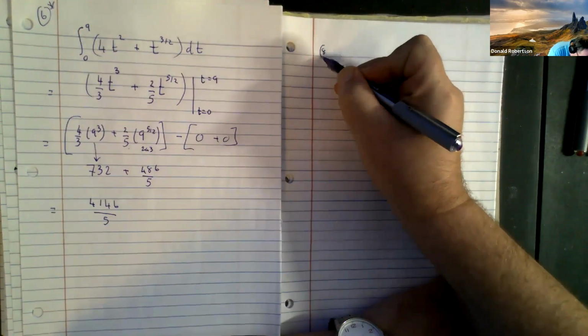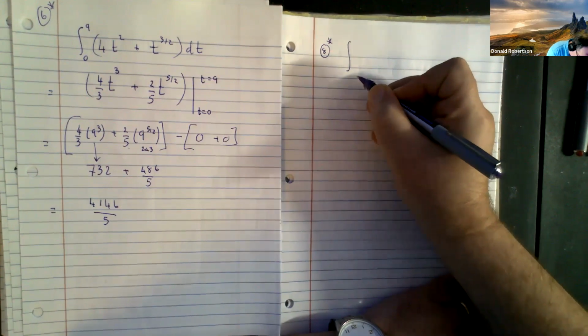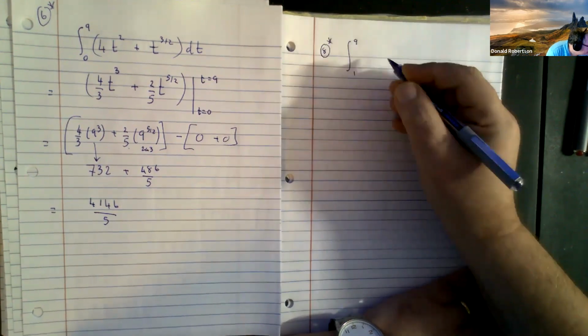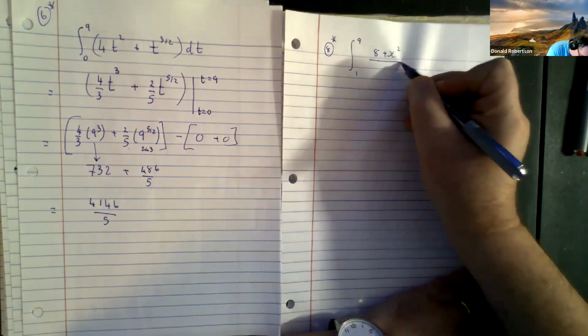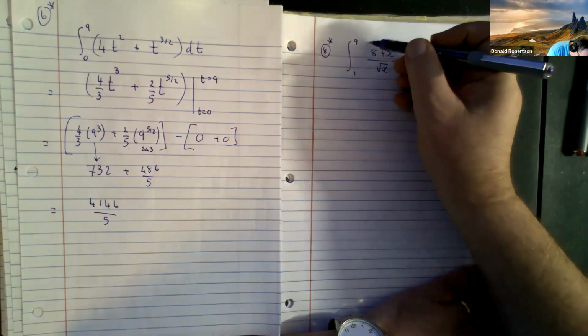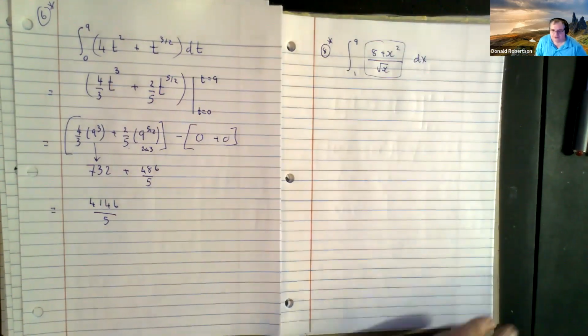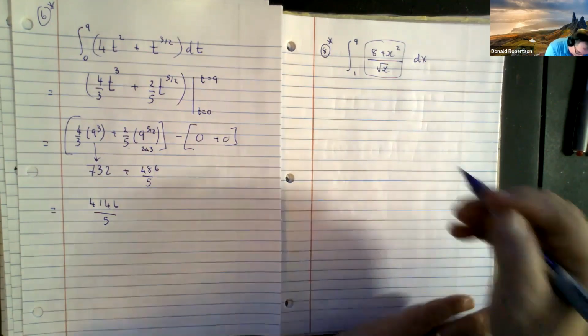show you question 8. We have the integral from 1 to 9. We have 8 plus x squared all over the square root of x dx. And I can tell right away that that is no good. I need to change this, and I need to change it so that it can be written down as individual powers of x. That will allow me to do the power rule.